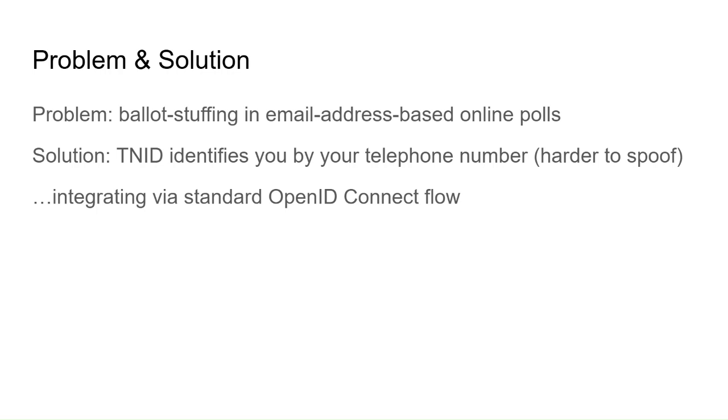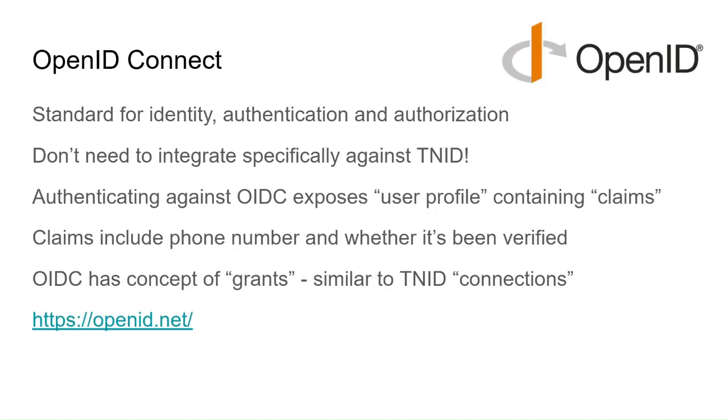So the problem I'm trying to solve is ballot stuffing in email address-based online polls. Obviously, it's easy to create additional email addresses, so it's easy to have multiple votes. The solution TNID offers is to identify you by your telephone number, and the innovation is that we're integrating via the standard OpenID Connect flow.